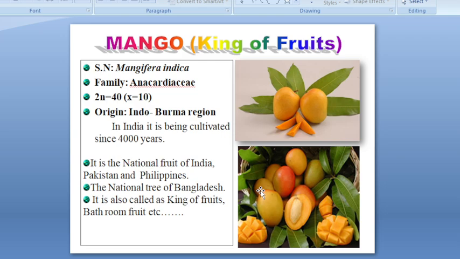Another important thing with respect to mango is that it is also called the bathroom fruit. That means with some species or varieties of mango, we can just squeeze it and eat it directly near the sink. Because of this reason, it is also called the bathroom fruit.